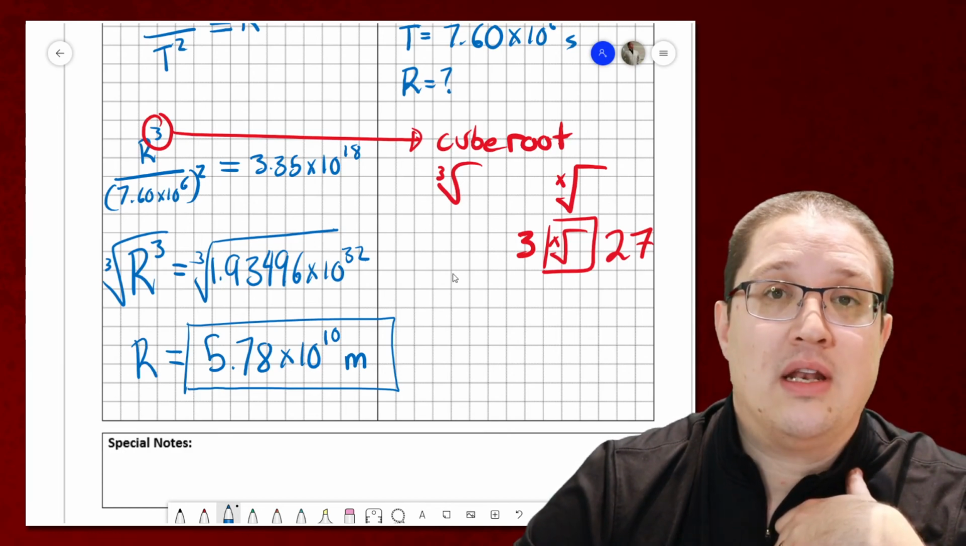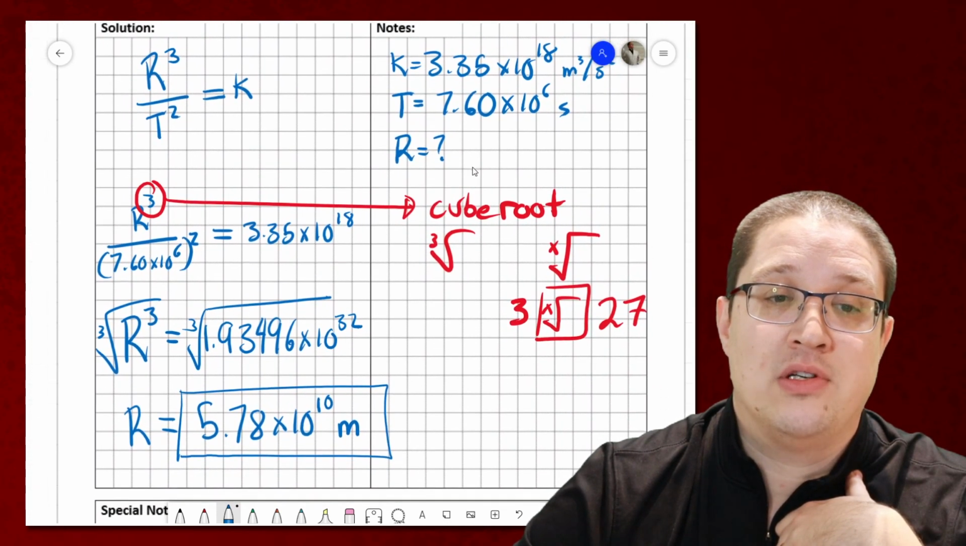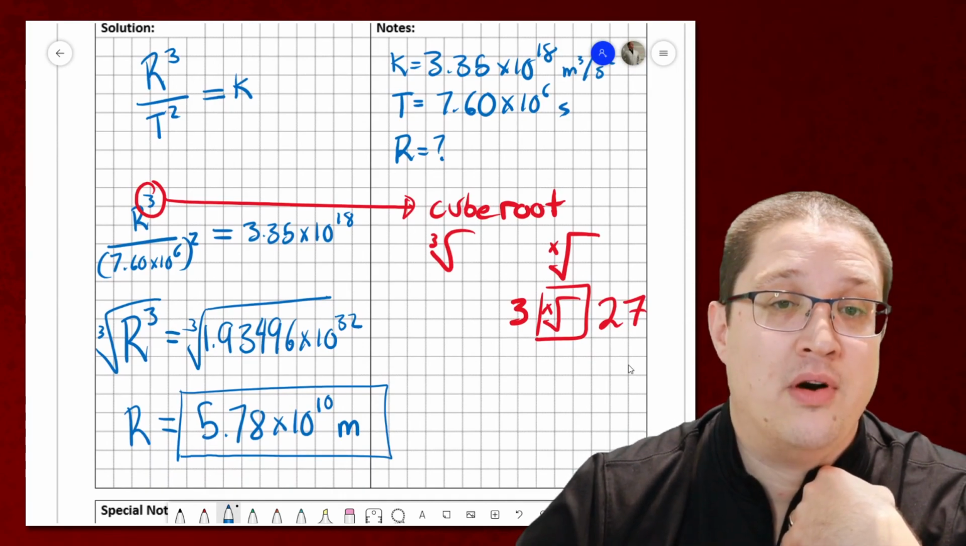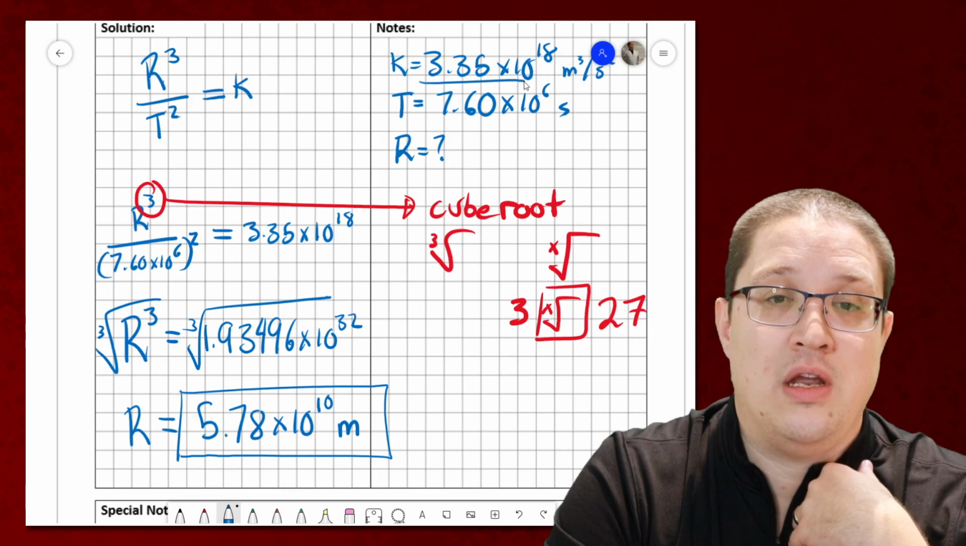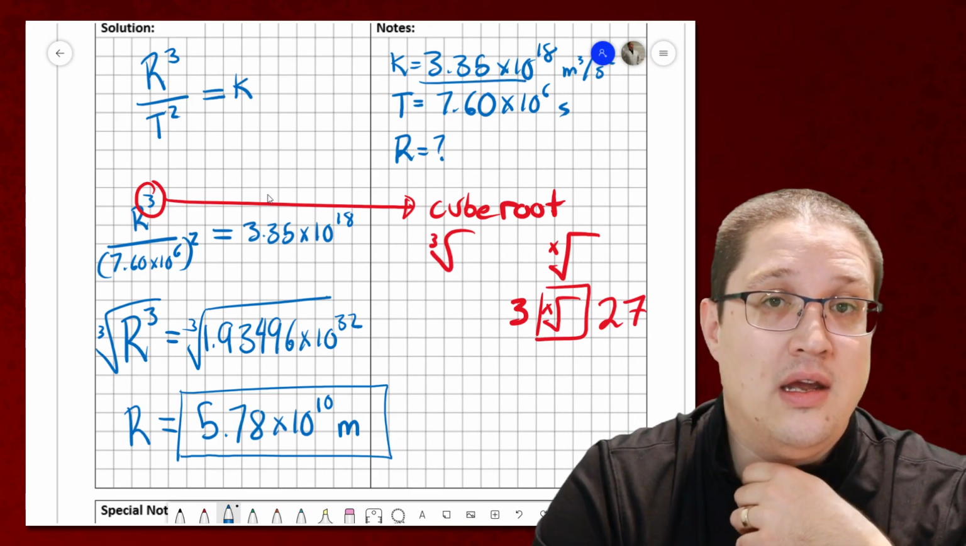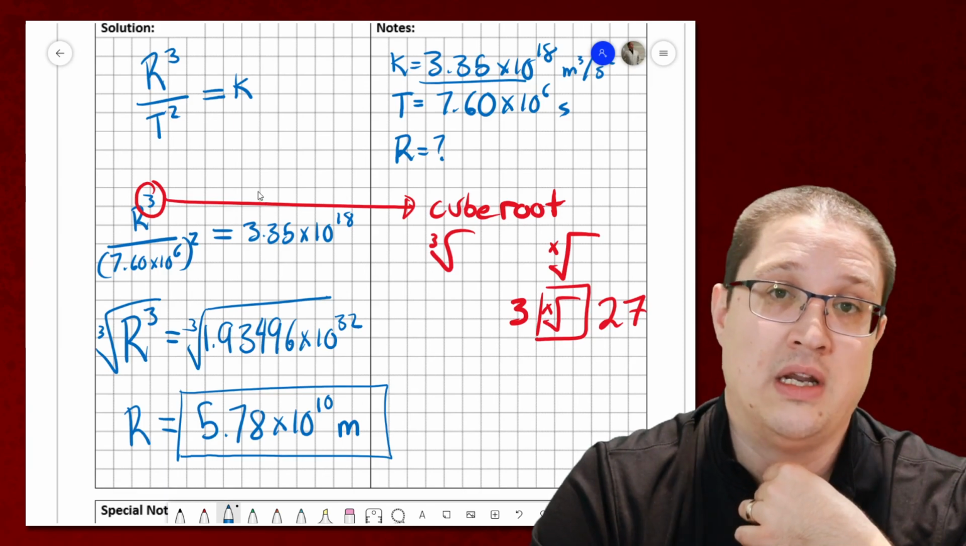So this has been a look at Kepler's laws. You will see questions like this one where you'll need to use Kepler's third law to solve for orbital period or radius for different objects. Just remember that this K value here is for objects orbiting the Sun. Figure out a different K value if you're orbiting the Earth or orbiting a different object.